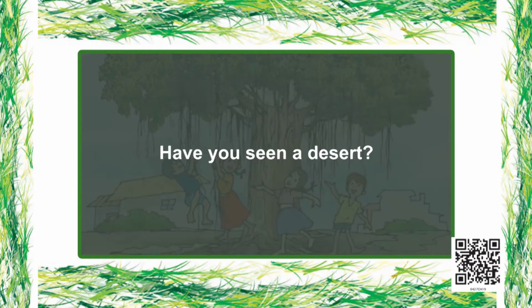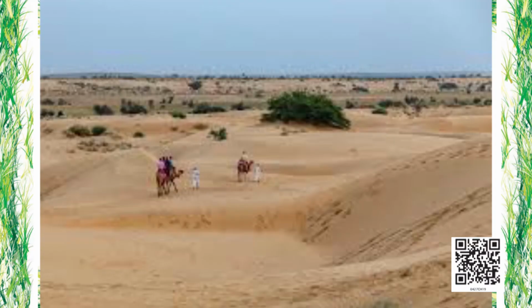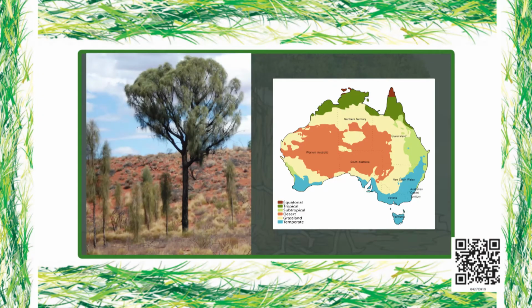Dear students, have you ever seen a desert? We have a desert in India in the state of Rajasthan called the Thar Desert. Here, there is no water available for growing plants. Desert oak is a tree found in the deserts of Australia. This is how a desert oak looks like.